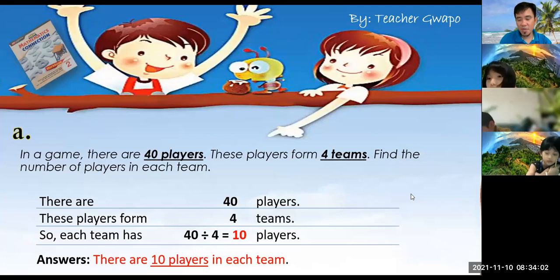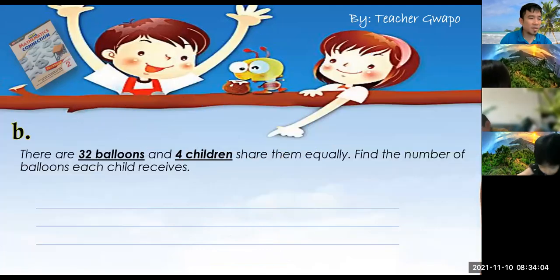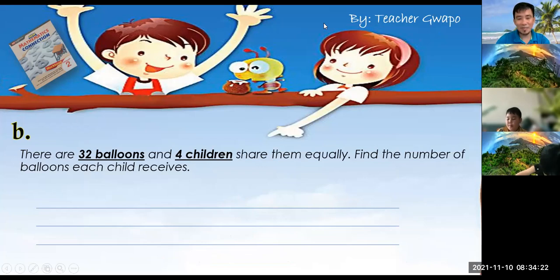Okay, in letter B, the problem here is about 32 balloons and 4 children that share them equally. They share the balloons. So the question here is we will find the number of balloons each child receives. Okay, so we will try to find out.